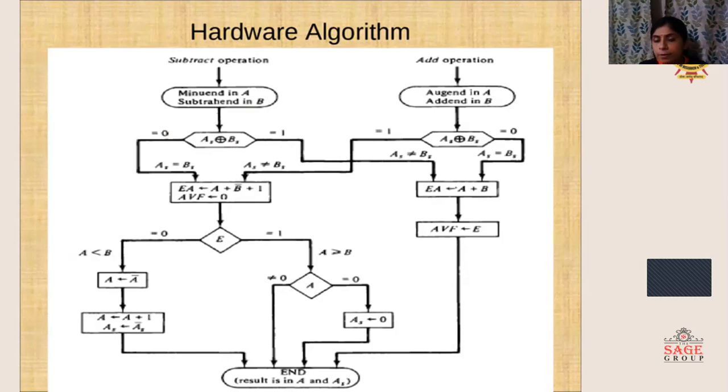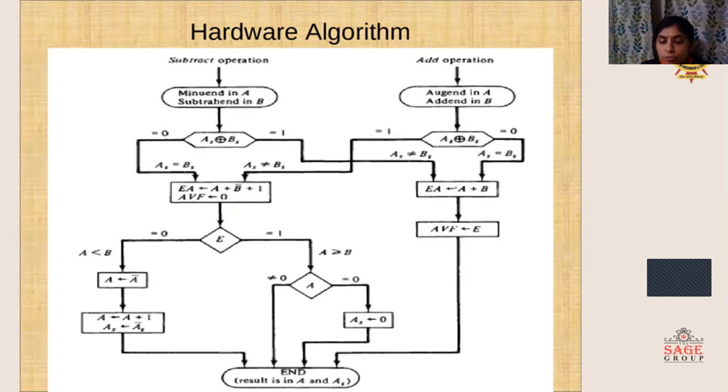If the signs are different, meaning 1 0 or 0 1 in case of the XOR gate, then the case is different. Subtraction will be performed, and in that case A plus B complement plus 1 will be computed, and here the value of E will be taken into consideration. If it is 1, then the value of A is greater than B. In this case, we check whether the A value is equal to 0 or not equal to 0.